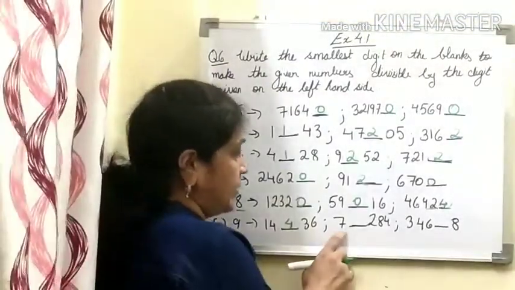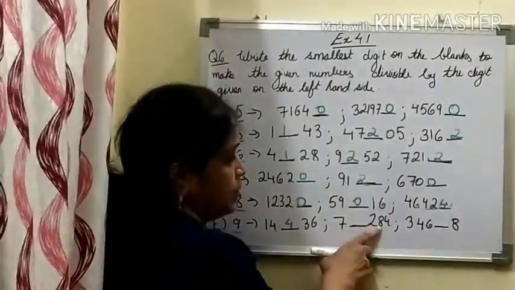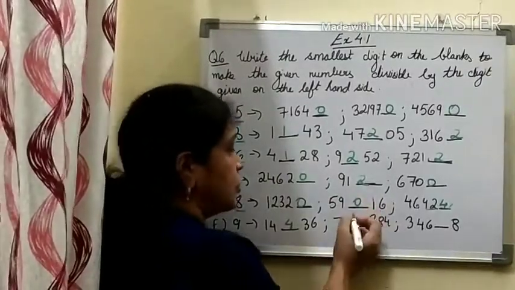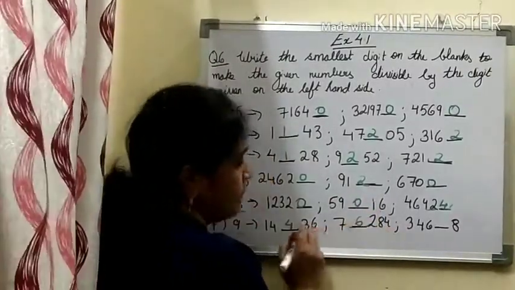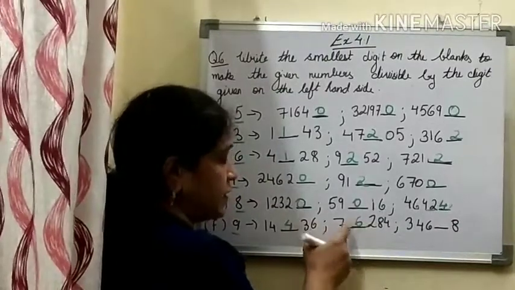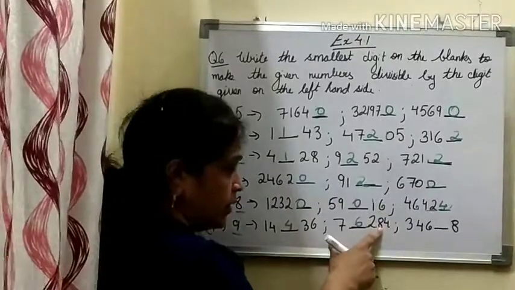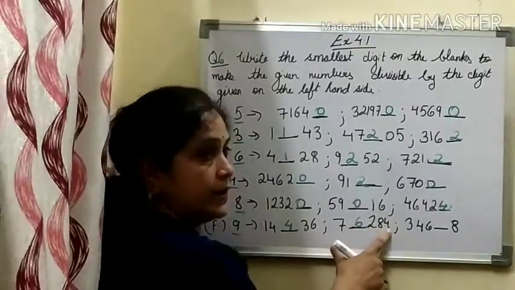Okay. Now here find the sum of the digits. 7 plus 2 is 9, 9 plus 8 is 17, 17 plus 4 is 21. 21. So if I insert 6 here, then what happens? Now find the sum of the digits. 7 plus 6 is 13, 13 plus 2 is 15, 15 plus 8 is 23, 23 plus 4 is 27.